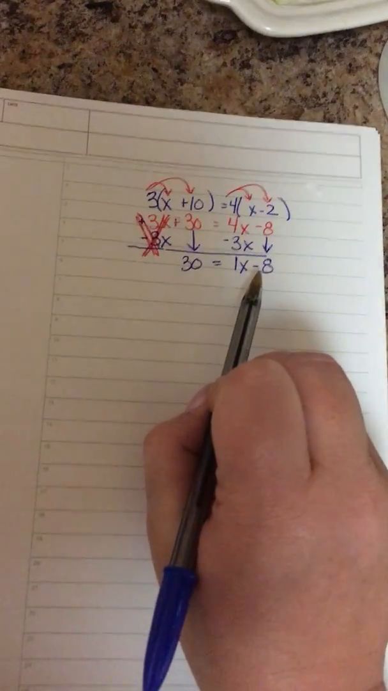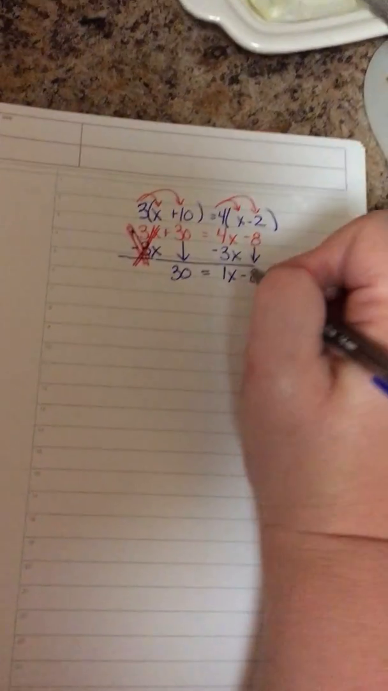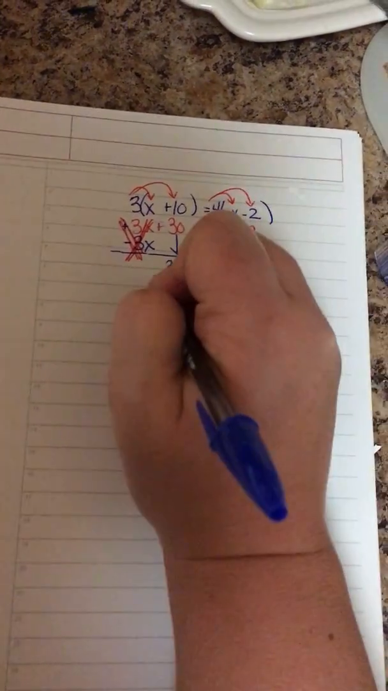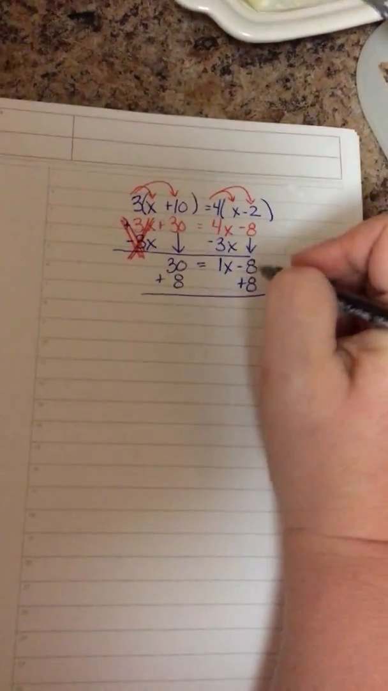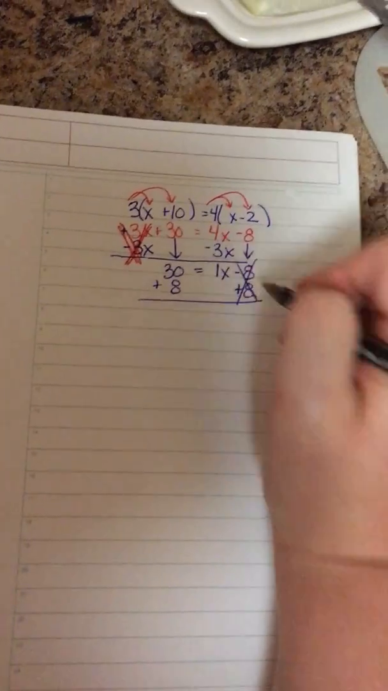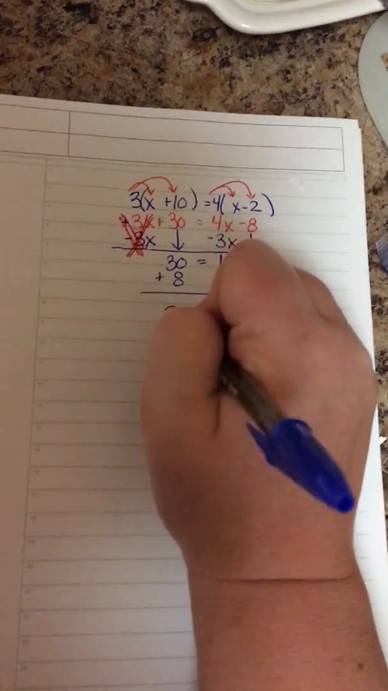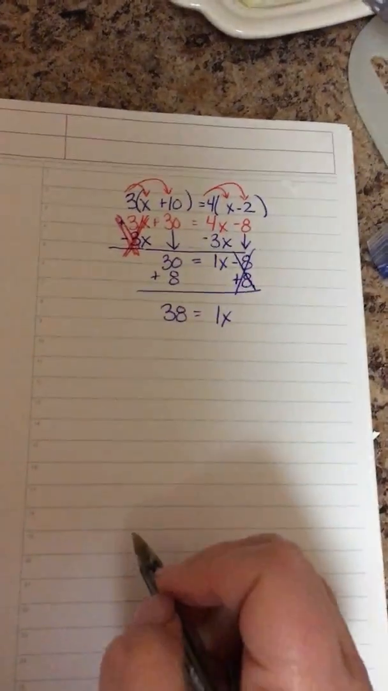Now I'm going to continue to isolate my variable. Here I have a minus 8. I'm going to do a plus 8. I'm going to add 8 to each side because these are inverses, and that means they'll cancel out. And I have 38 equals 1x.